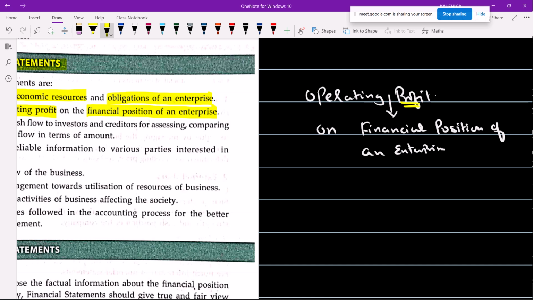Then provide me the answer for the question I have raised. Operating profit means from where will you get this information, or by preparing which account will you get to know profit or loss? Which account will give you the information about profit or loss? Profit and loss account, sir.